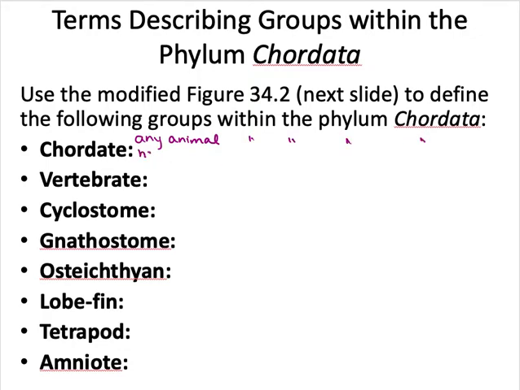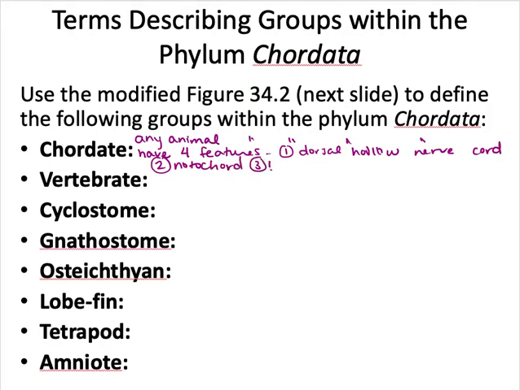And it would have, at some point in their development, four of these features. And this is review. So the four features were a dorsal hollow nerve cord, a notochord, that muscular post-anal tail, just going to say tail here, and then finally those pharyngeal slits or clefts, which will develop into the gills in aquatic chordates.